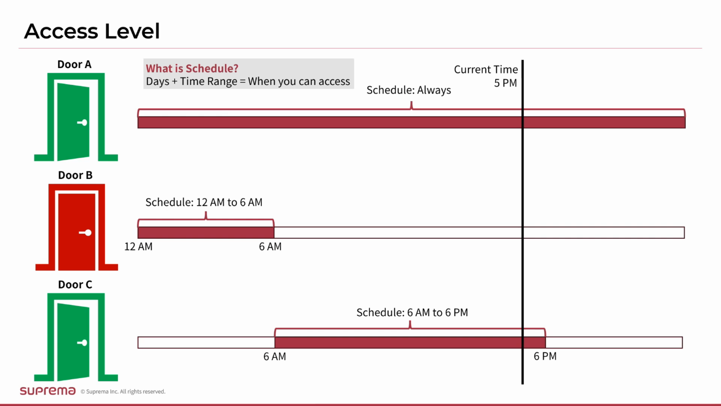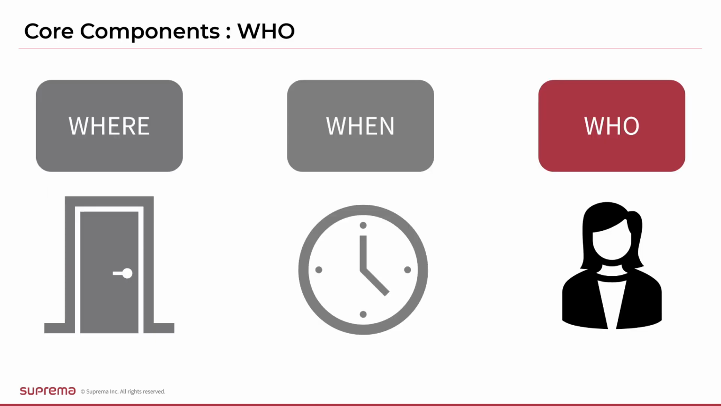Door A uses the always schedule, so it can be accessed anytime, 24/7. Door B allows access from 12 a.m. to 6 a.m., so it's only accessible during the early morning hours. Door C allows access from 6 a.m. to 6 p.m. If the current time is 5 p.m., then Door A and Door C would allow access, but Door B would not. We've covered where and when.